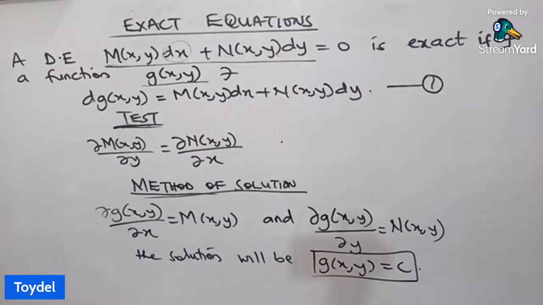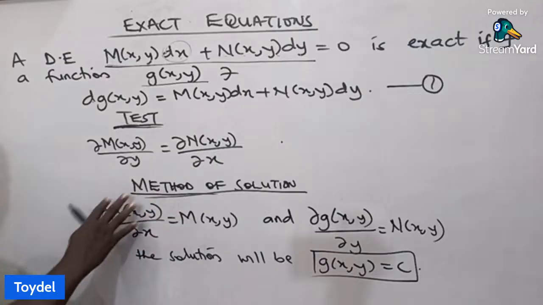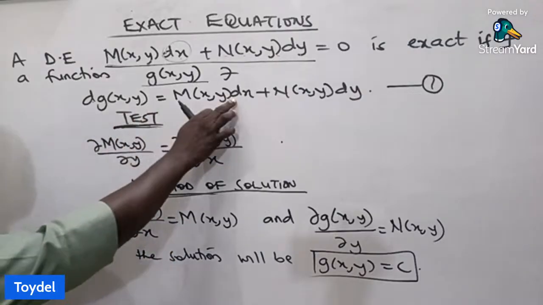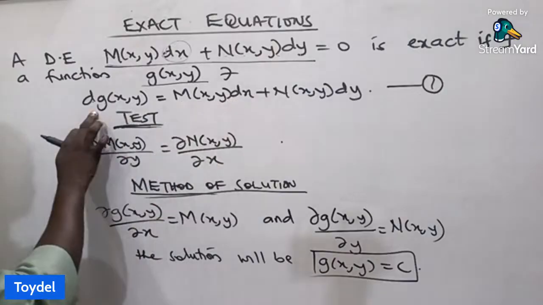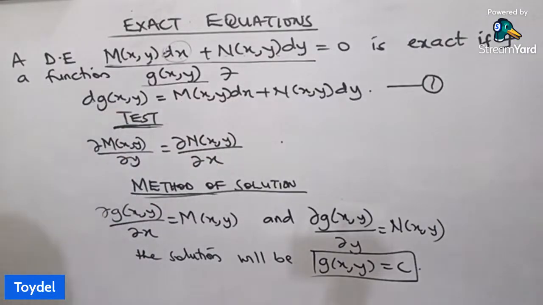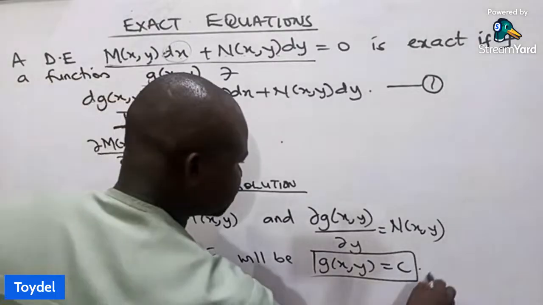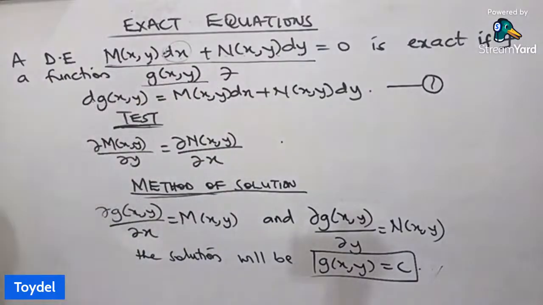What we are going to do now is that we equate what we are given as g(x, y). Then we differentiate it partially with respect to x and equate it to M(x, y). Then the partial derivative of g with respect to y we equate as N(x, y). At the end of the day, the solution will be of this form.